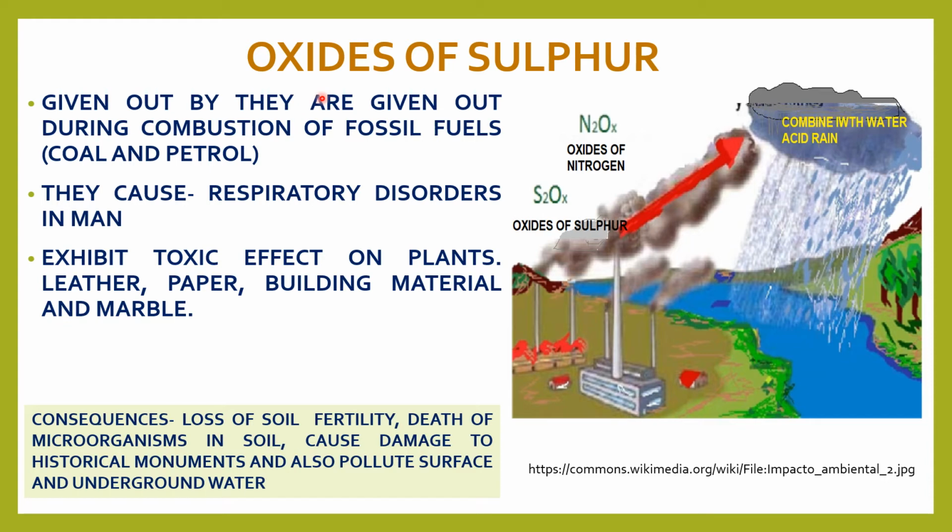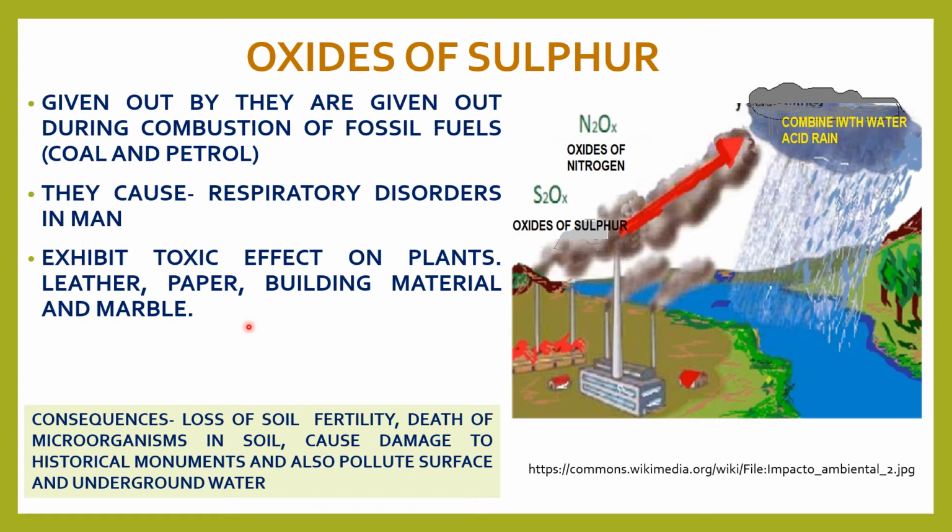Then the next oxides are the oxides of sulfur. We know that these oxides of sulfur are given out during the combustion of fossil fuels like coal or petroleum. All of these start releasing sulfur dioxide. And this sulfur dioxide harms the respiratory system, that is, it causes respiratory disorders. And they also exhibit toxic effects on the plants. They will be spoiling the leather, yellowing of paper, building material gets affected, and even marble gets affected.